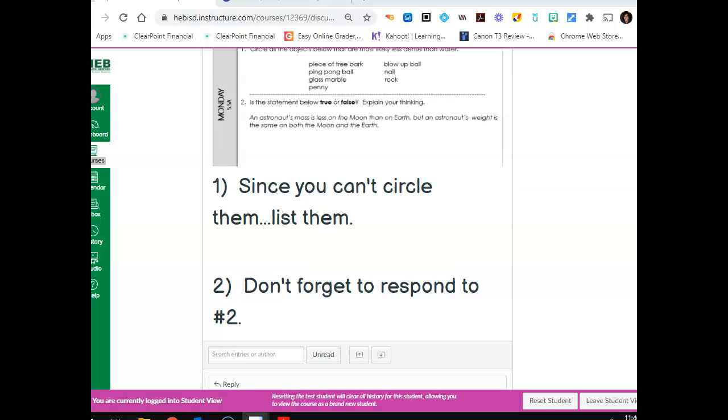All right. An astronaut's mass is less on the moon than on the earth, but an astronaut's weight is the same on both the moon and the earth. True or false? Raise your hand. Rylan. Tatum.